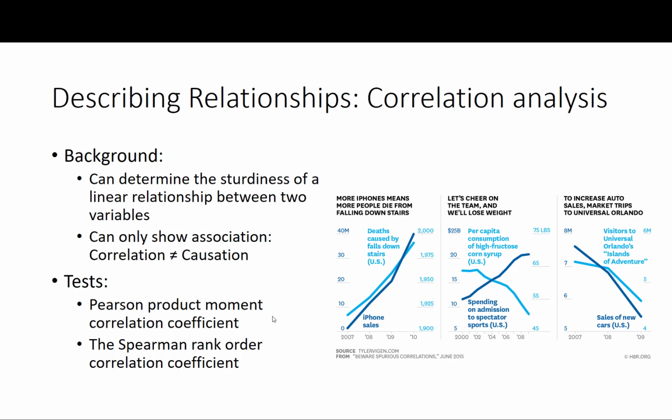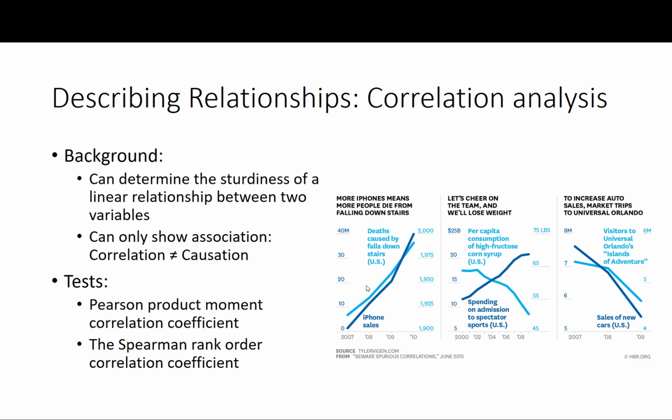So, some more spurious correlations. More iPhones means more people die from falling downstairs. The possible causative element here is that people would require people to be using their iPhone while walking downstairs, but the fact that more iPhones are in the market doesn't necessarily cause people to fall downstairs.